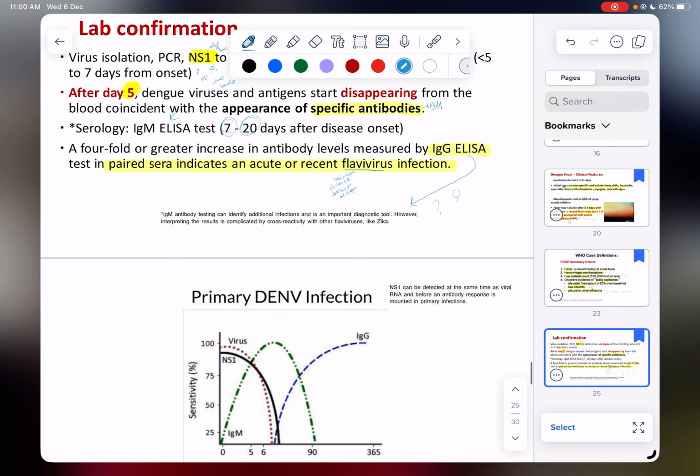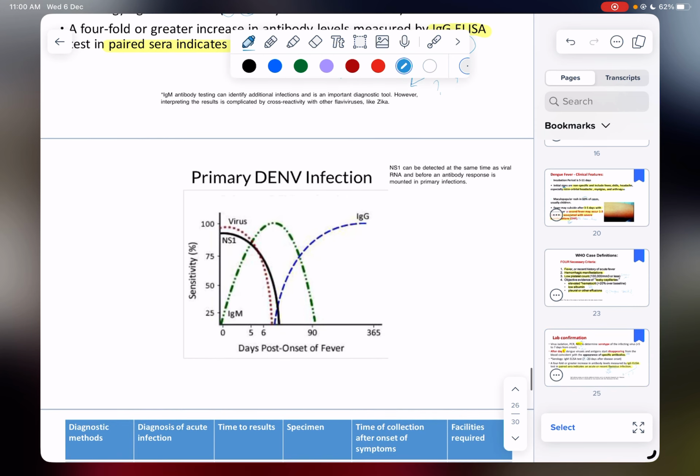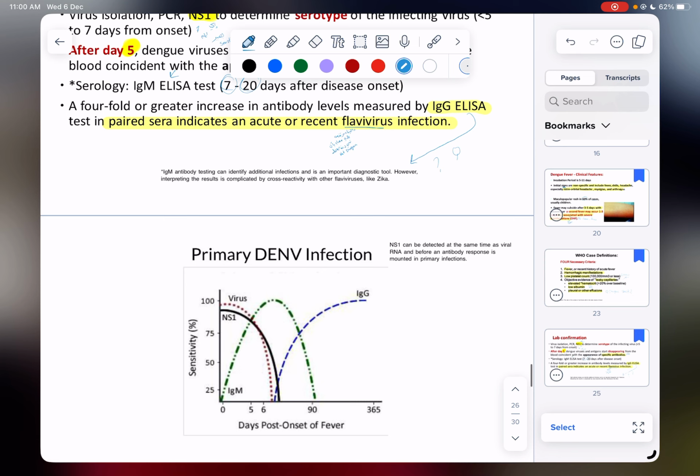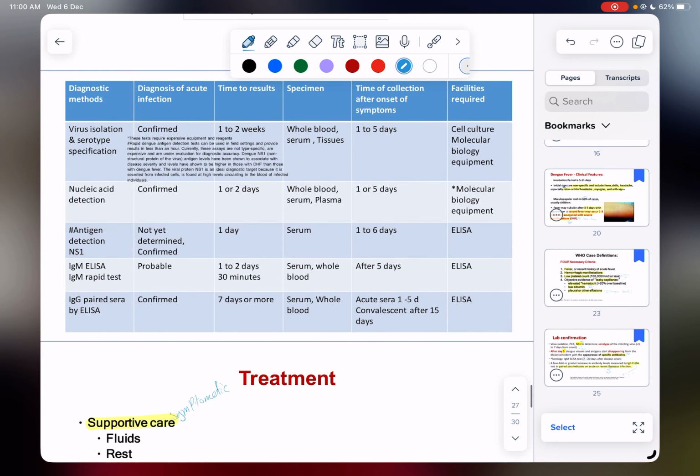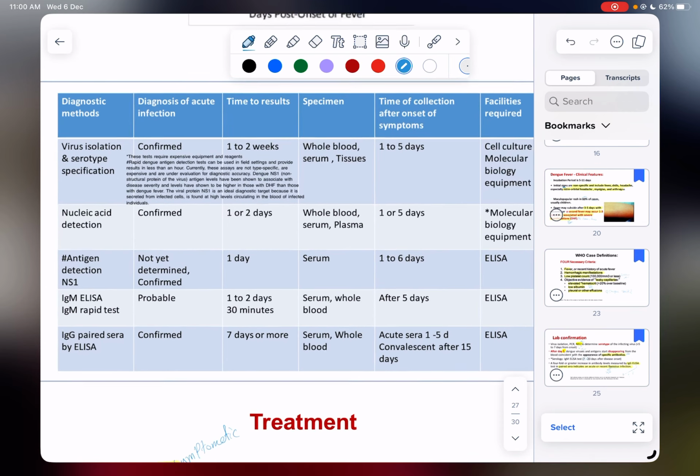What about IgM? IgM is particular for dengue. It is called dengue IgM. If the IgM is positive, then it means that this is dengue infection. It's not non-specific. IgM is specific for dengue.